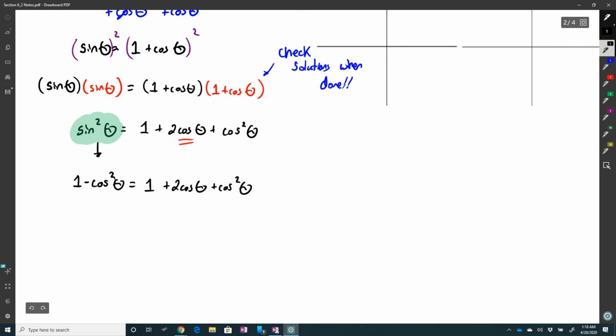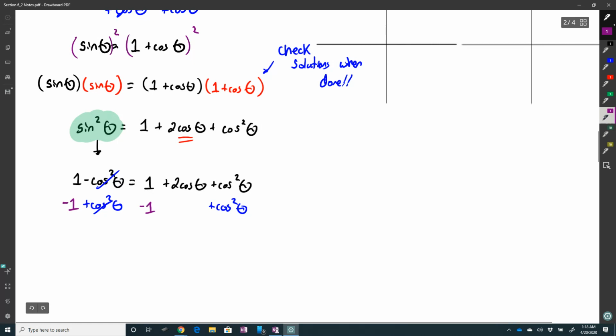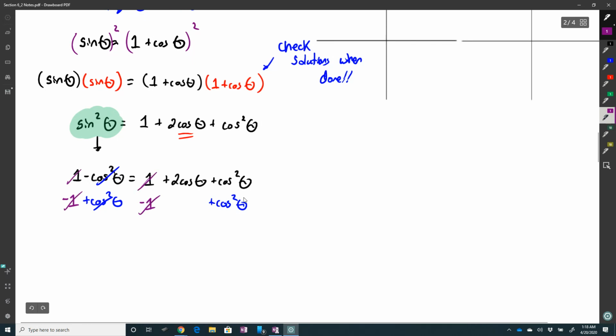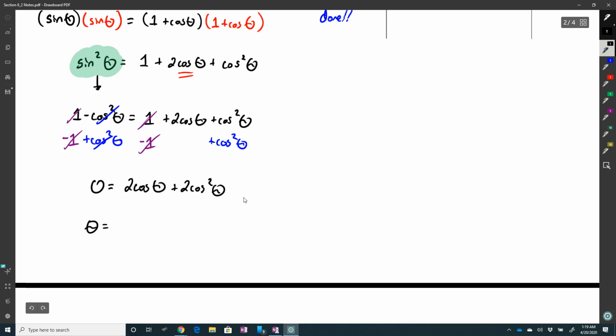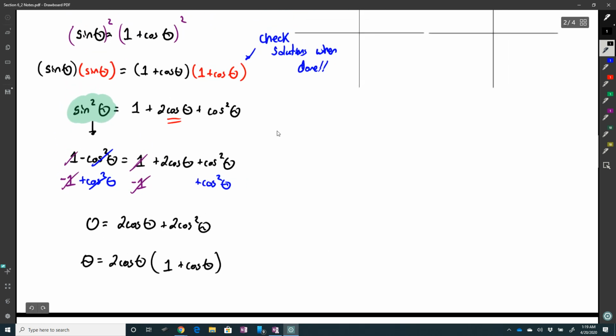All right. Now I can add a cosine squared to both sides. And I can subtract a 1, which actually will just kill those terms off. And I'm left with 0 is equal to 2 cosine theta plus 2 cosine squared theta. They both have a 2 cosine theta in common. And that leaves me with 1 plus cosine theta. Tricky, tricky. And so let's finish this off.